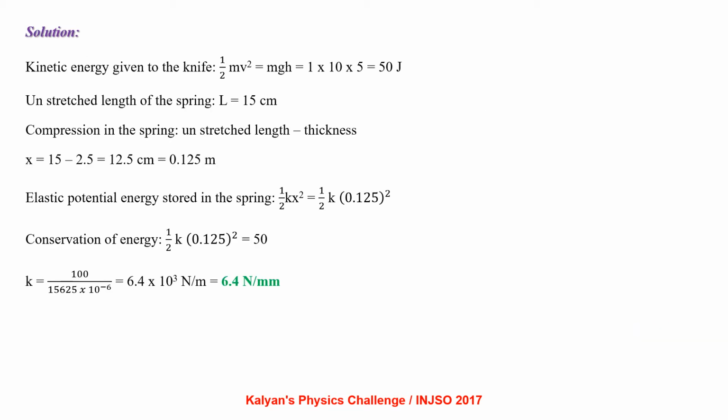Applying conservation of mechanical energy, kinetic energy given to the knife equal to mgh, that is 1 into 10 into 5, that is 50 joule. Unstretched length of the spring equal to 15 centimeter. Compression in the spring, that is unstretched length minus thickness, that comes out to be 15 minus 2.5, that is 0.125 meter. Elastic potential energy stored in the spring is a half kx square, that is half into k into 0.125 whole square. Applying conservation of energy, half into k into 0.125 whole square equal to 50, from which we get k value as 6.4 Newton per millimeter.